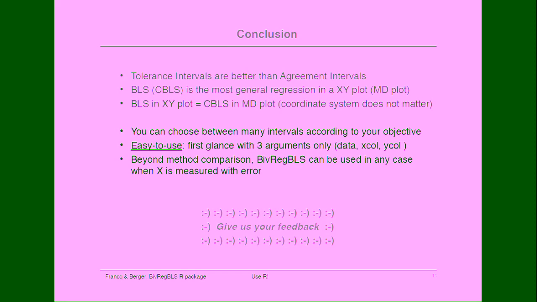So to sum up, the tolerance intervals are better. BLS or CBLS are the most general regression, and for most of your work, you only need 3 arguments: the data, the X column, and the Y column. So it's very easy to use.